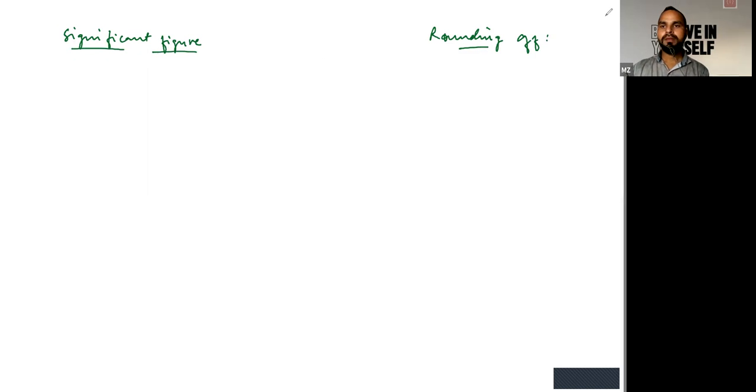Now the next part in this topic is to define significant figure and rounding off. Suppose you have to measure the length of a particular rod, let's say this part. For this measurement, you need a meter scale.